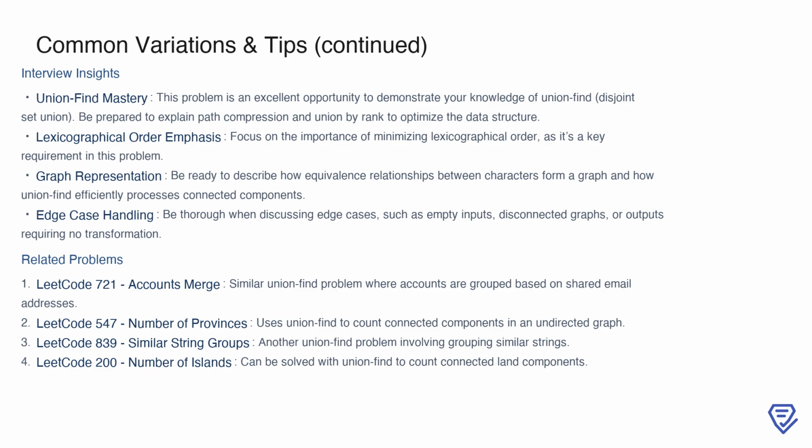Additionally, it can be helpful to draw connections to related problems that use similar concepts. For instance, LeetCode 721, where accounts are grouped by shared email addresses, LeetCode 547, which counts connected components in an undirected graph, and LeetCode 839, which involves grouping similar strings, all rely on union find. Even LeetCode 200, a problem about counting islands, can be solved using union find. These examples show the versatility of the approach and help solidify your understanding.